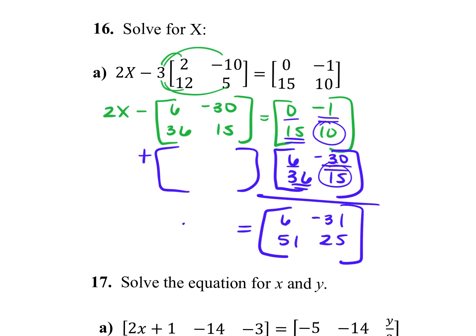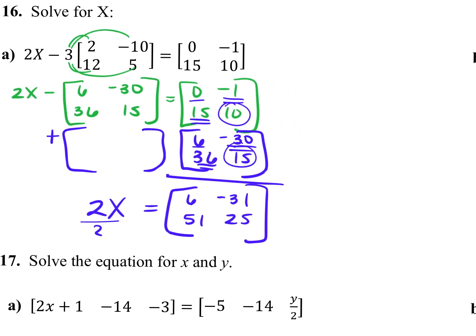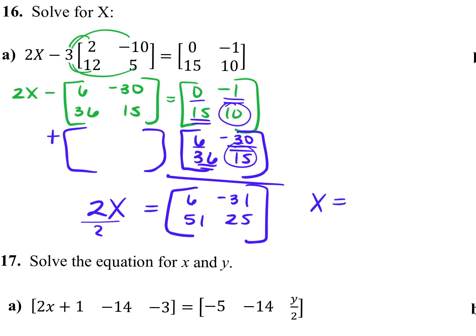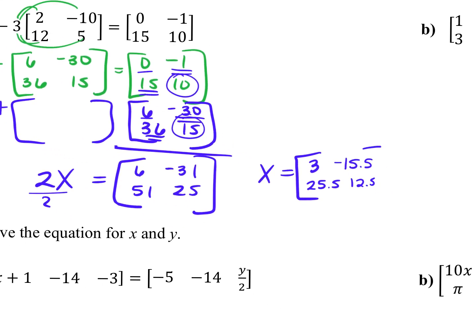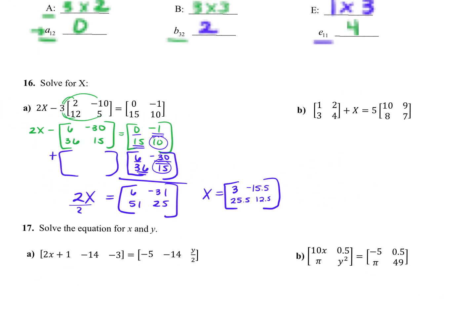So you're here, and we're saying 2 times x. So if I want to get x by itself, I got to get that 2 out of there. So basically, you're just cutting everything in half, which means the matrix X is going to be the same dimensions, but cut in half. 3, negative 15.5, 25.5, and 12.5. Okay.